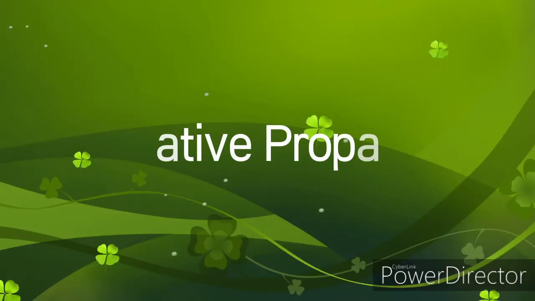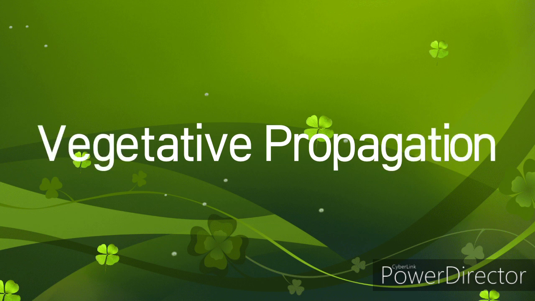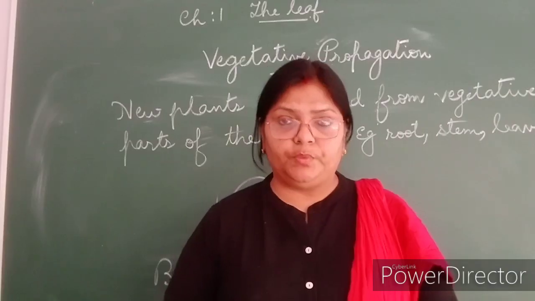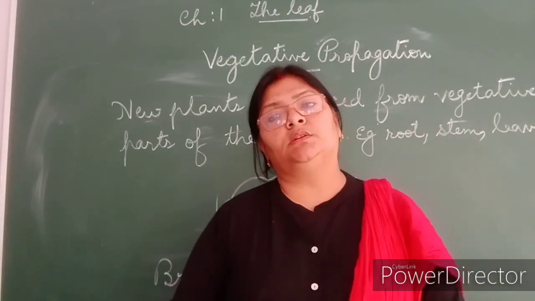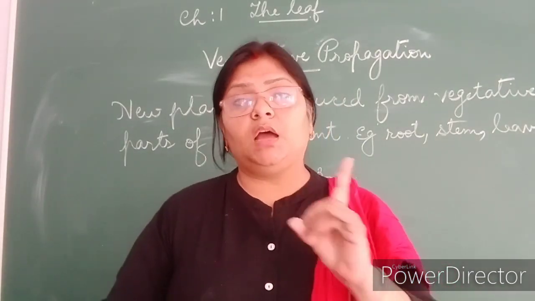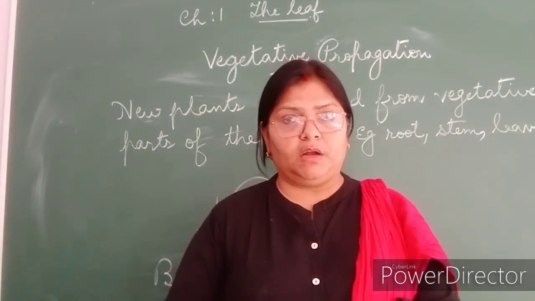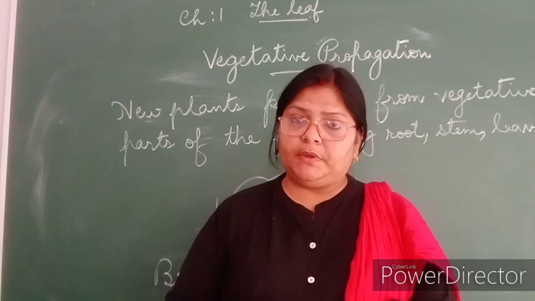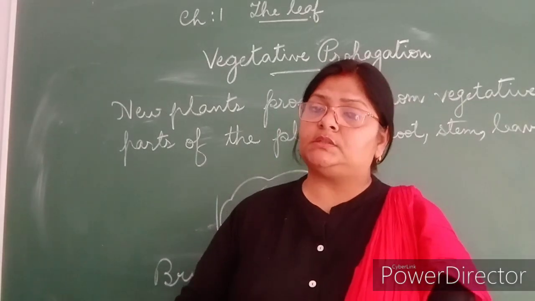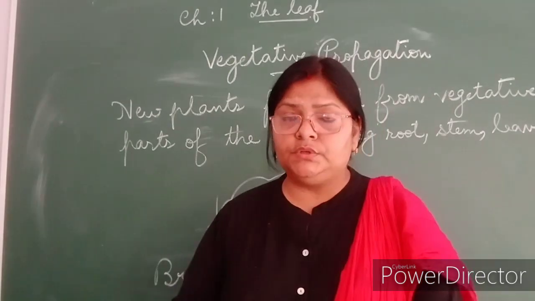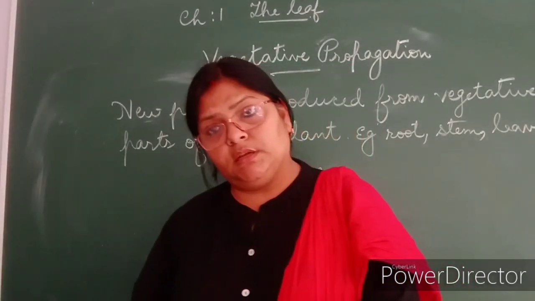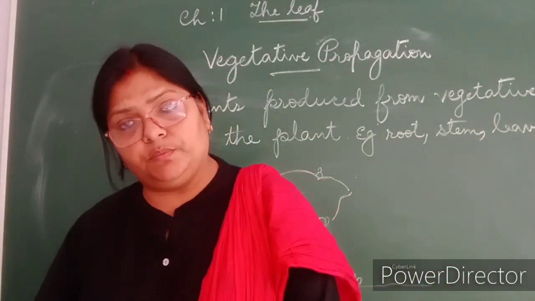Now coming to the next topic, that is vegetative propagation. There are many parts in a plant, out of which the flower is the only reproductive part. Other parts are all vegetative parts. Normally, the flower matures into a fruit. The fruit has seeds in it. The seeds give rise to new plants.